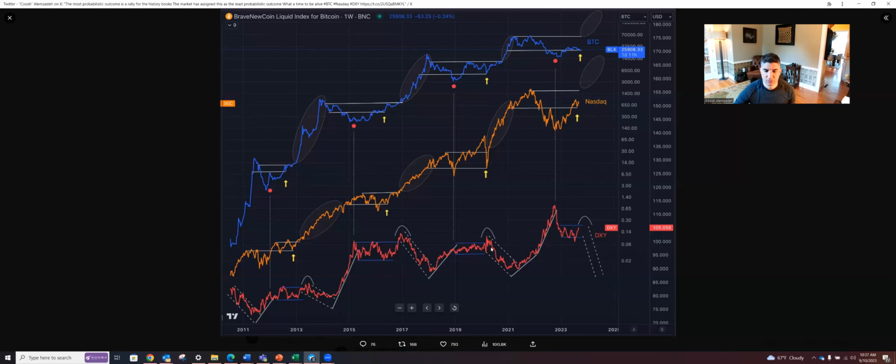And so let's look at the 2020 deviation range. Well, the Nasdaq took a massive hit during that deviation range. Bitcoin took a massive hit during that deviation range. But the key was it fell back to support, right? Fell back to support, and then began its parabolic run.